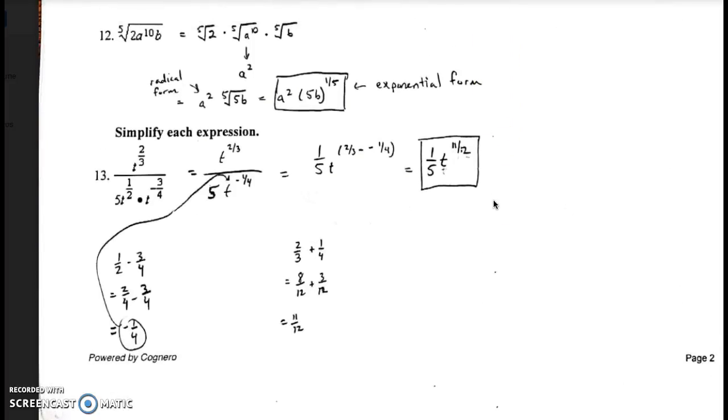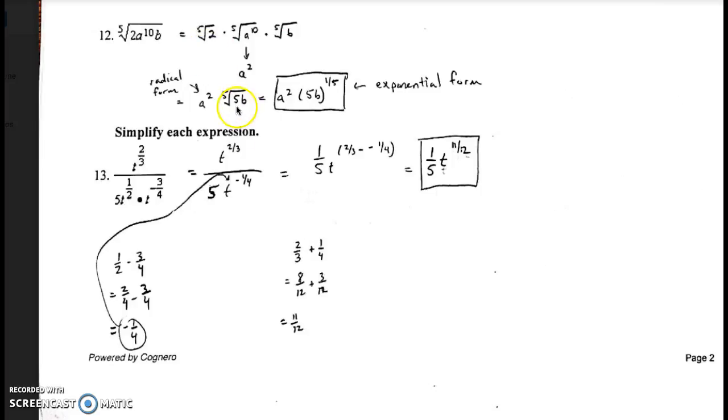For number 12, we've got the 5th root of 2a to the 10th times b. So first thing I'm going to do is break it up into each piece, give each one its own piece. So they have the 5th root of 2 times the 5th root of a to the 10th times the 5th root of b. And my goal is to put this thing in exponential form. The only thing I can see that simplifies is the 5th root of a to the 10th. 10 divided by 5 is just 2, so this is a squared. So I'm going to have that out in front. And then I can't simplify the 5th root of 2, can't simplify the 5th root of b, so I'm going to put those pieces together.